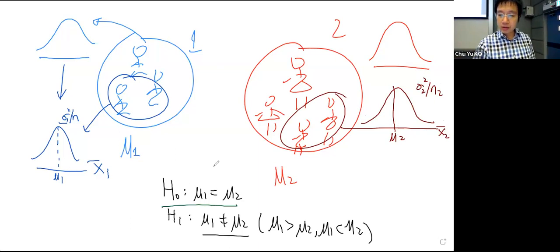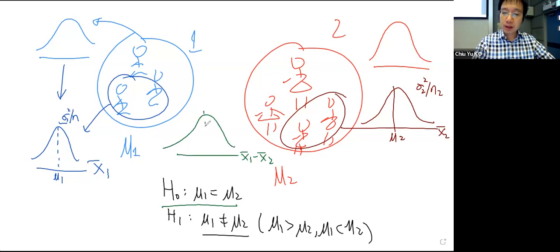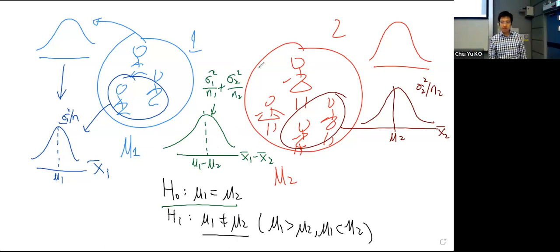Okay. And how are you going to test this hypothesis? The idea is, since you're looking at whether the population means are the same, and since they're all bells, we know that the difference is going to be a bell as well, because a difference of bells is also a bell. And the location of the bell will be mu1 minus mu2, and the shape is just sigma 1 square over n1 plus sigma 2 square over n2. So that's the shape, okay?